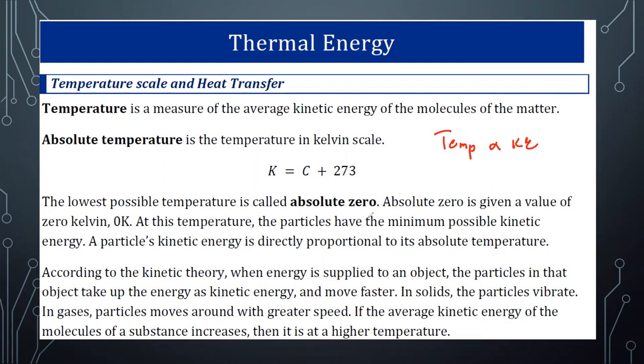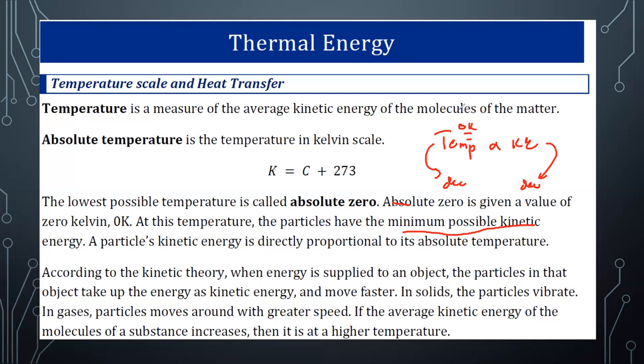And at this temperature, what happens? The particles have the minimum possible kinetic energy, and the particle energy is directly proportional to absolute temperature. So we can say that if we increase the temperature, the kinetic energy increases. If we decrease the temperature, the kinetic energy will decrease, and at a certain temperature the kinetic energy is minimum or zero, and that is 0 Kelvin, also known as minus 273 degrees centigrade.